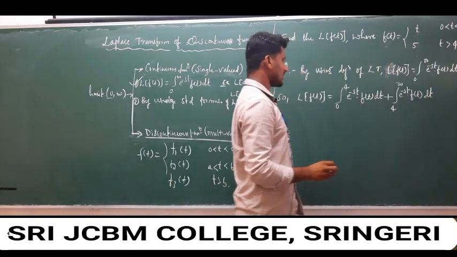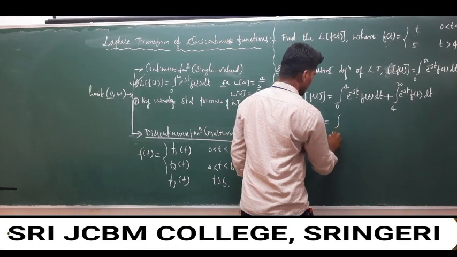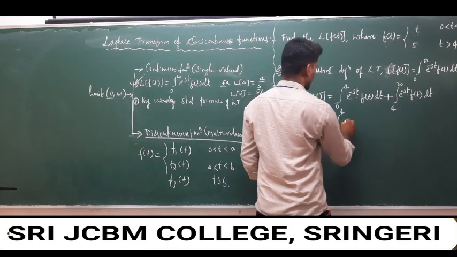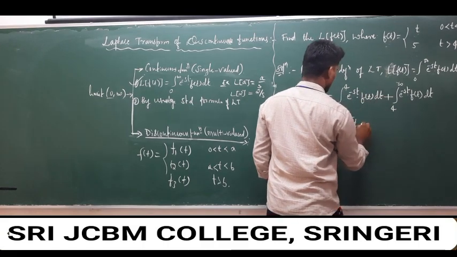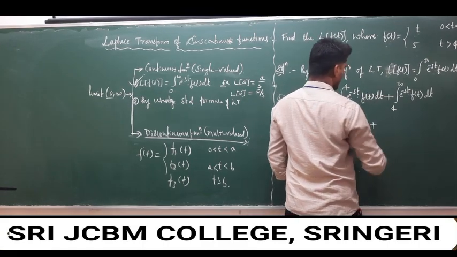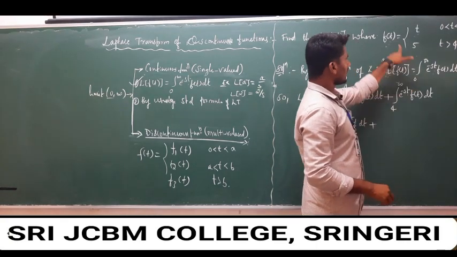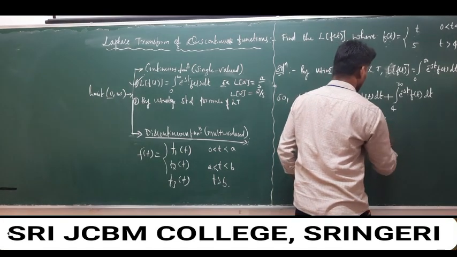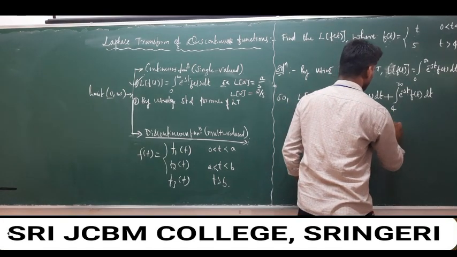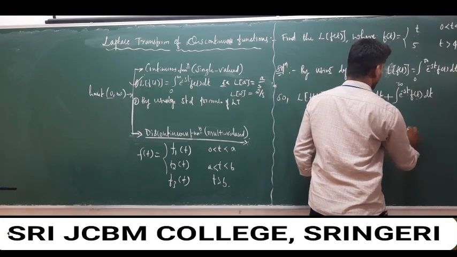Now substitute the f(t) values in the above expression. When the limit is 0 to 4, f(t) is t, so we have t dt. When the limit is 4 to infinity, f(t) is equal to 5, so we have the integral from 4 to infinity of e to the power minus st times 5 dt.